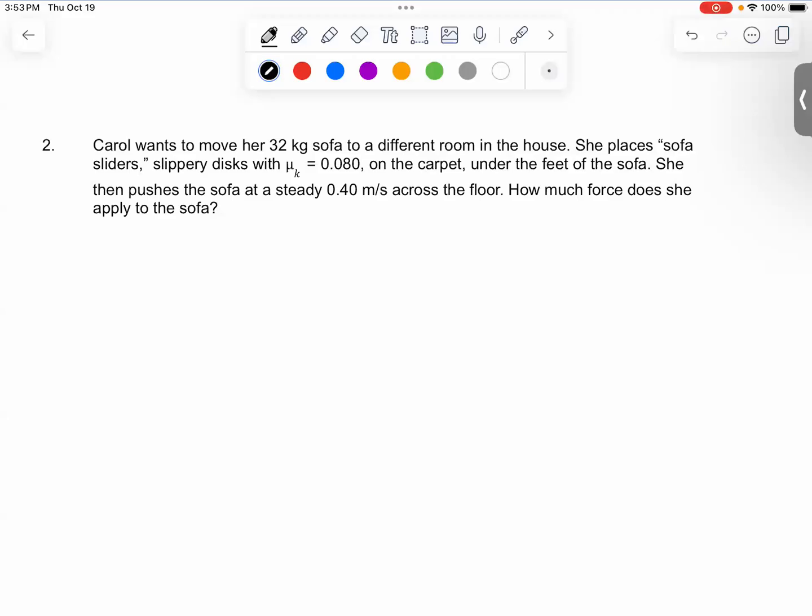Okay, so we have Carol. She wants to move the 32-kilogram sofa to a different room in the house. She places sofa sliders, with a kinetic coefficient of friction of 0.08, on the carpet under the feet of the sofa. She then pushes the sofa at a steady 0.4 meters per second across the floor. How much force does she apply to the sofa?